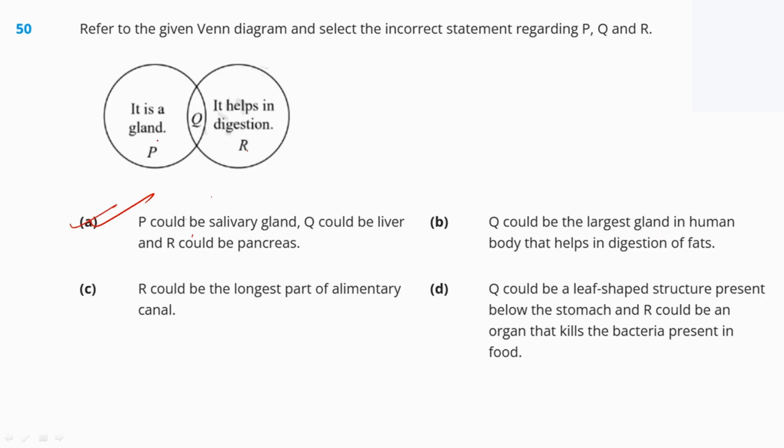P is a salivary gland, a gland only. Q is an organ that is involved in both. It's a gland as well as involved in digestion. So Q is the liver, and R is the pancreas, which only helps in digestion. So option A is our right answer.